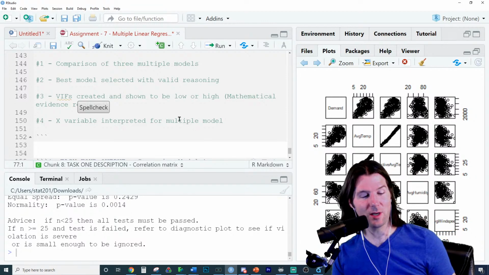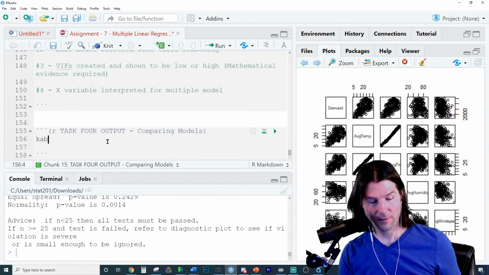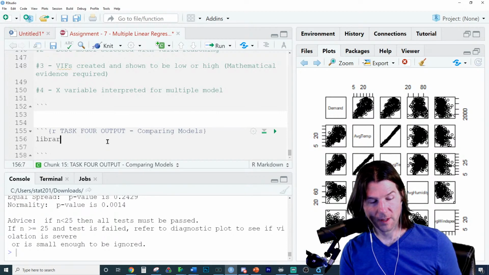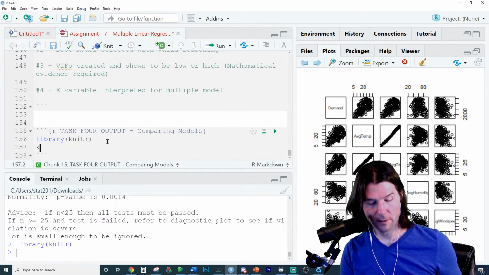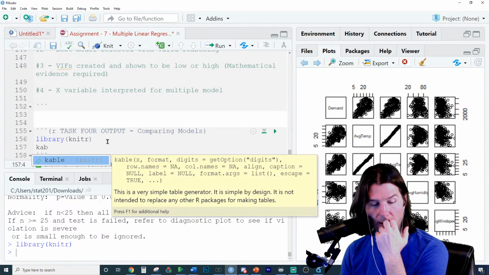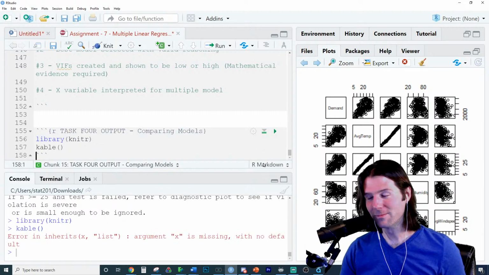Oh, it's in knitr, so I should have it loaded up, right? Library knitr. I do have library knitr on here. It's so weird. There we go. Yeah, it's in knitr. So this is a very simple table generator. It's a simple design. It's not intended to replace any other packages for making tables.